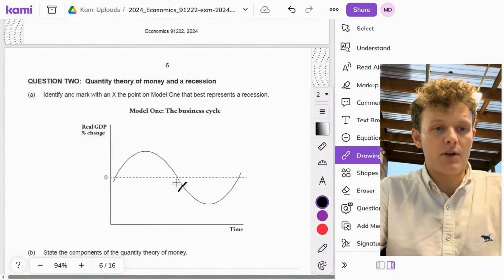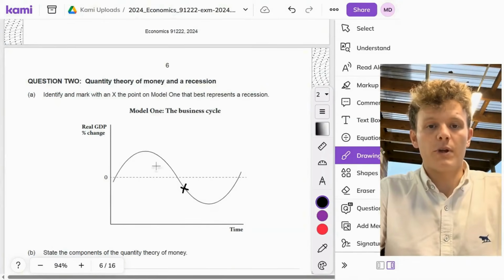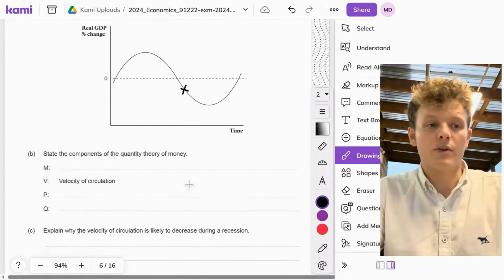I'm going to put my X down here at the bottom of the recession just to make sure that I'm talking about the part where it's in the negative economic growth here. But any point on this slope would be sufficient for a recession.